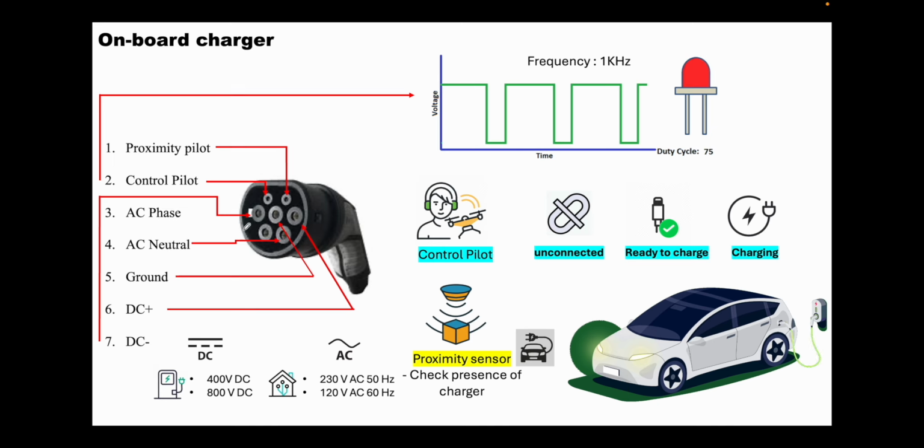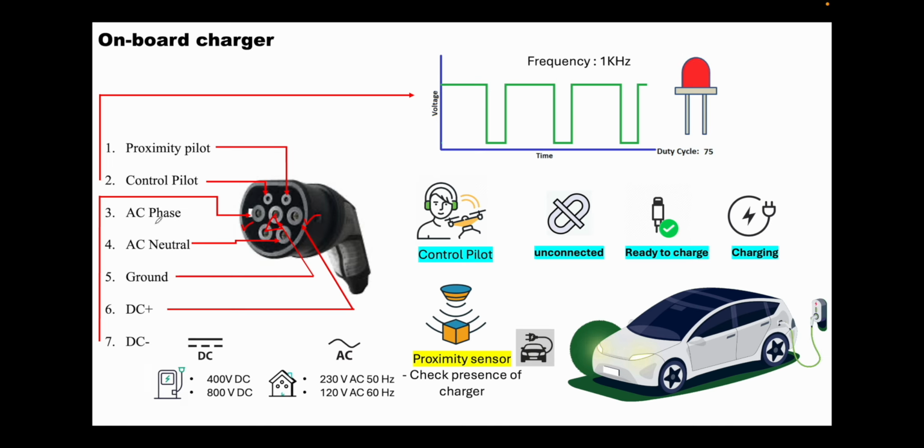So if you see the pins, this is the pin for DC negative and this is the pin for DC positive. So if you see here in the pin out, these pins, 6 and 7, will be supporting DC charging. Next, we have 3 more pins, which are these 3 pins.